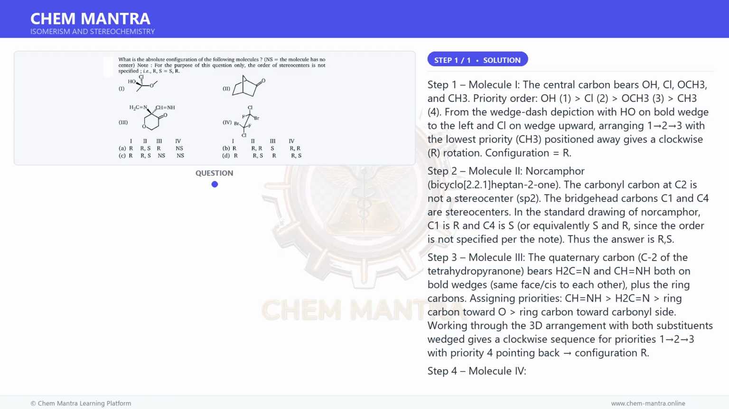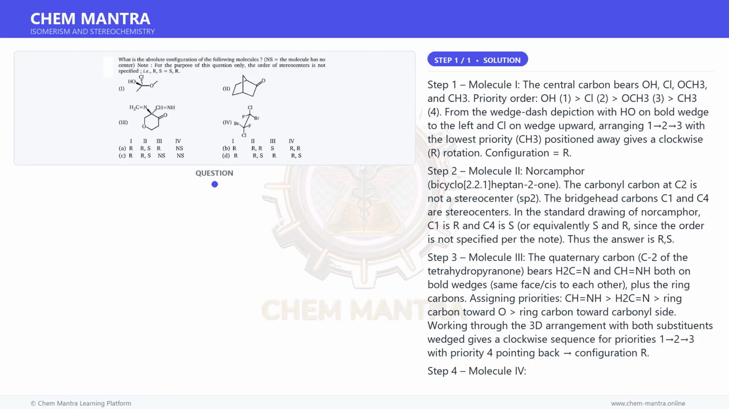Step 2. Molecule 2, norcamphor, bicyclo[2.2.1]heptan-2-one. The carbonyl carbon at C2 is not a stereocenter, it is sp2. The bridgehead carbons C1 and C4 are stereocenters. In the standard drawing of norcamphor, C1 is R and C4 is S, or equivalently S and R, since the order is not specified per the note. Thus the answer is R, S.